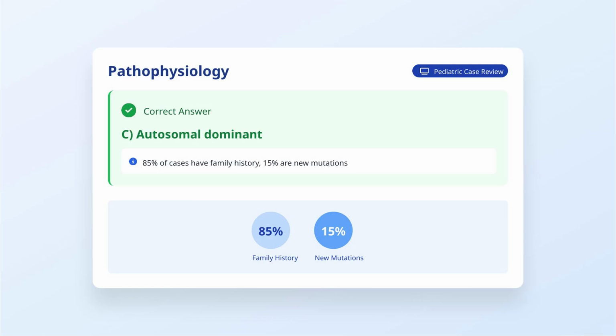Autosomal dominant. Holt Oram syndrome follows an autosomal dominant inheritance pattern, meaning a single copy of the mutated gene is sufficient to cause the disorder. Approximately 85% of cases have a positive family history, while 15% arise from new mutations. The syndrome shows variable expressivity, even within families.